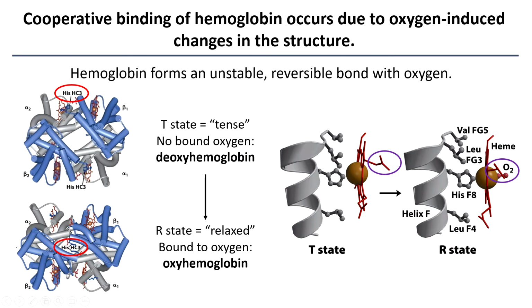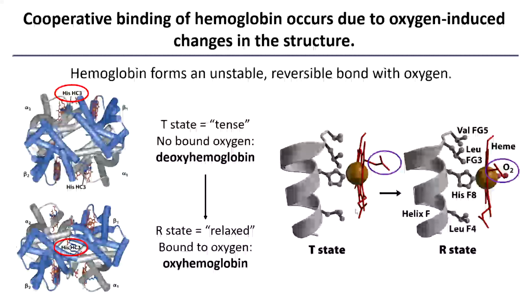When hemoglobin is not bound to any oxygen, it's referred to as deoxyhemoglobin, no oxygen bound to this hemoglobin. It's also referred to as the T state or the tense state, where the heme group is not as accessible for binding oxygen. It's more buried and clustered in the center of the globular protein. It can bind oxygen. It just takes a lot of oxygen around in the system to encourage that interaction to happen.